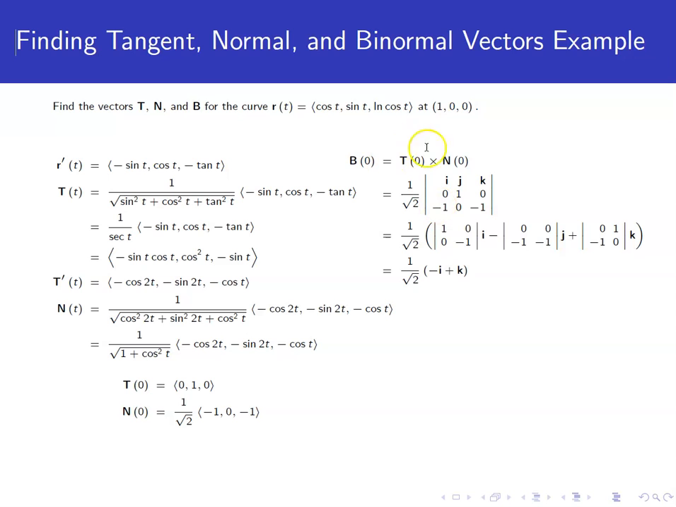So now we're ready to take our cross product. We can pull the 1 over root 2 out in front, do the cross product of the 0, 1, 0, and the negative 1, 0, negative 1. And we'll end up with the vector 1 over root 2 times negative i plus k is the binormal vector.